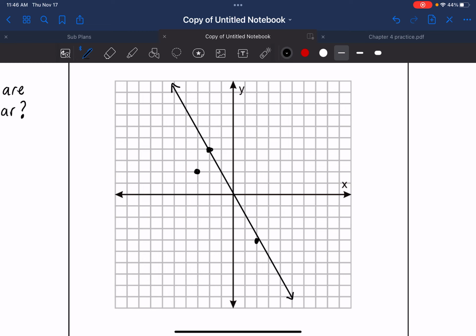The next point is over 3, up 4. 1, 2, 3. 1, 2, 3, 4. And draw me a line with your ruler through that. Okay, extend it. And grab your highlighter. Let's make this be the yellow line.